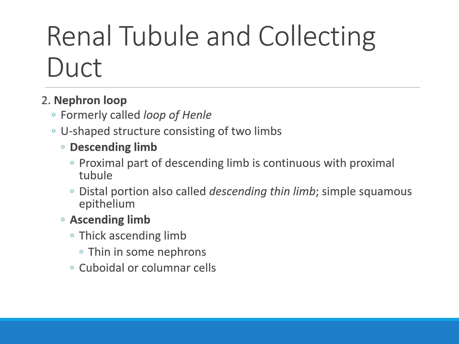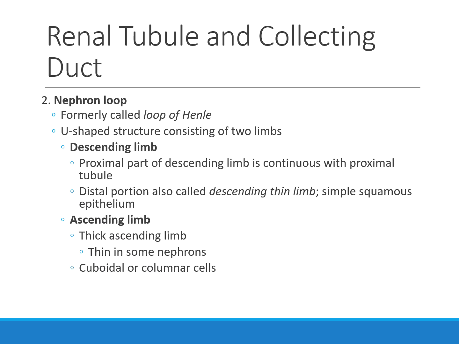Then we have the nephron loop, also known as the loop of Henle. Again, notice the spelling of Henle. You have to use a capital H, and there isn't a Y at the end. This is a U-shaped structure, has 2 limbs. The portion coming off the proximal convoluted tubule is called the descending limb. It is continuous with the proximal tubule, as I just said. The distal portion of the descending limb is called the thin limb because it has simple squamous epithelium.